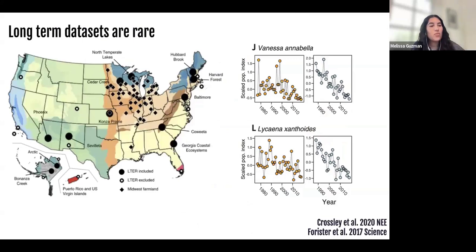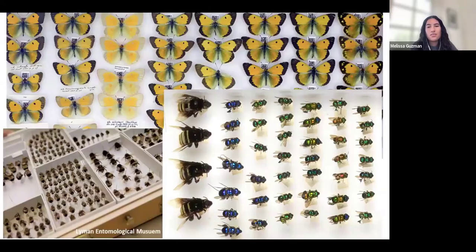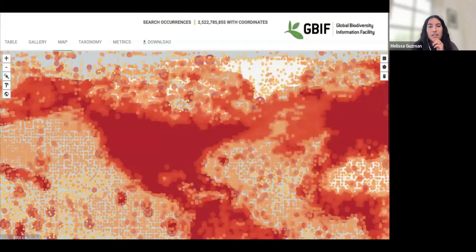But I want to argue that insect long-term data sets are rare. And because they're rare, museum data and community science data is actually really useful for understanding patterns of biodiversity, particularly for insects. Now in GBIF, the Global Biodiversity Information Facility, there are over 2.5 billion occurrences. Most of them are for birds, but many of these ones are for insects.